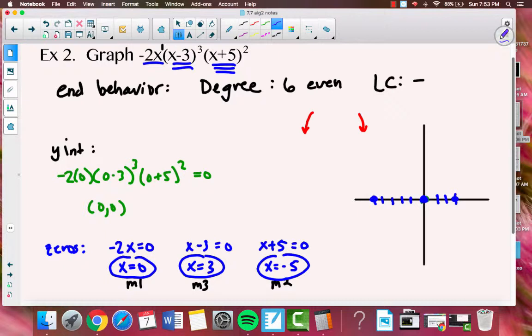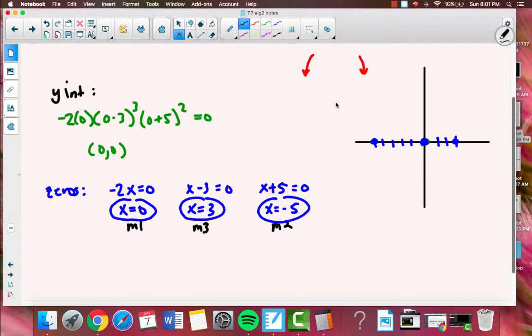So there's my last point. So once we have our end behavior, y-intercept, and zeros, all we have to do is connect our points that we're given. If you want, when you graph these, it never hurts to make a table and plot some extra points to make your graph more accurate.